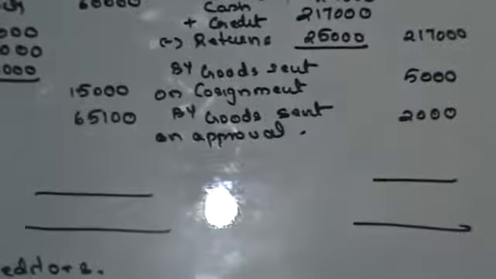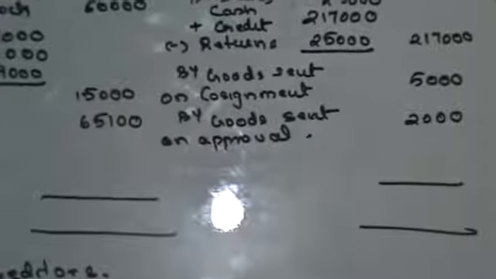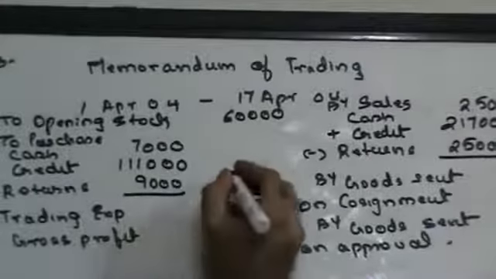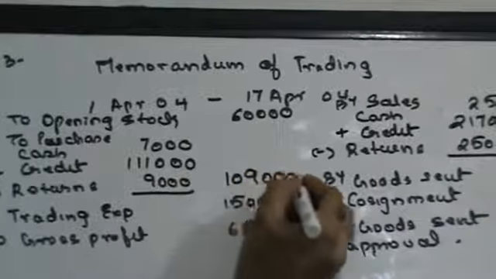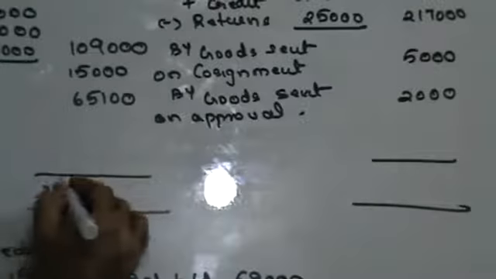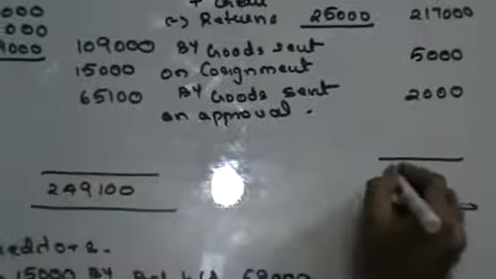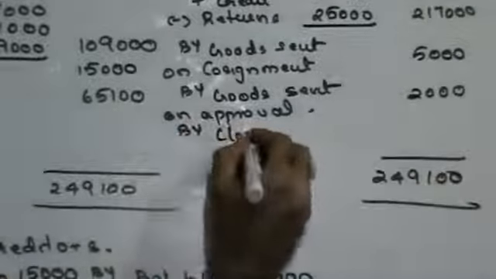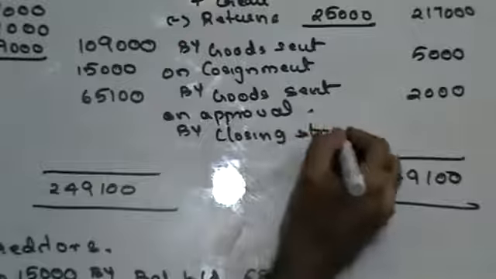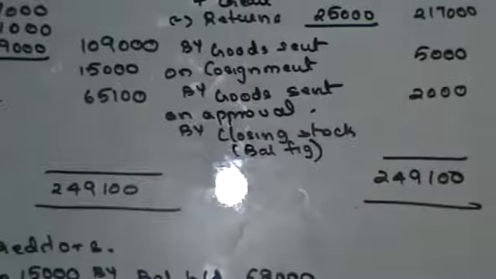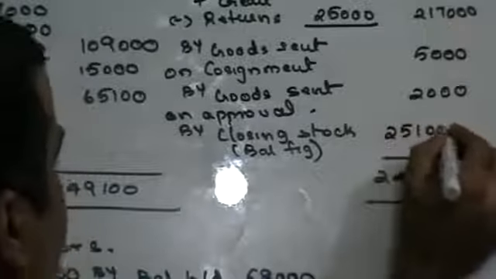Purchases is 7,000 plus 1,11,000. That's 1,18,000 minus 9,000 will give you 1,09,000. So when you add the debit side, you will get this as 2,49,100. The difference is called closing stock. This is the balancing figure. When you subtract this, you will get your closing stock as 25,100.